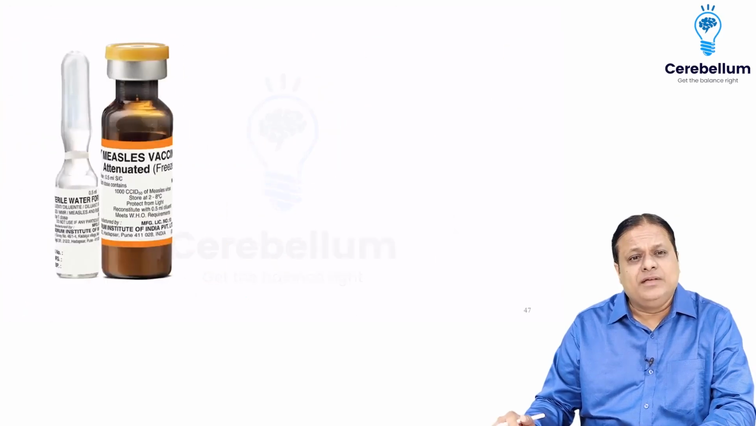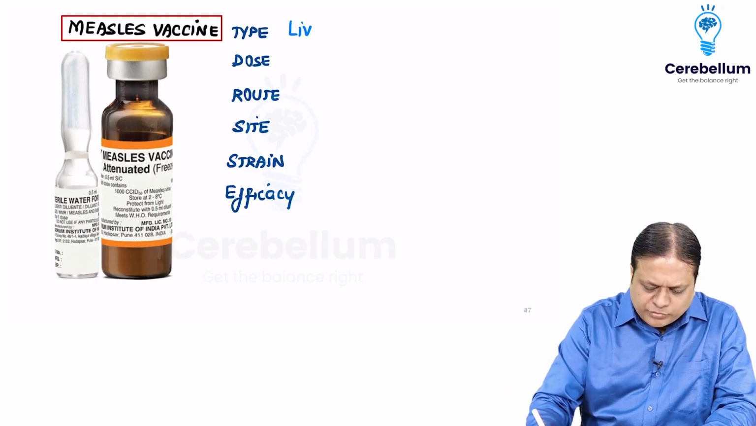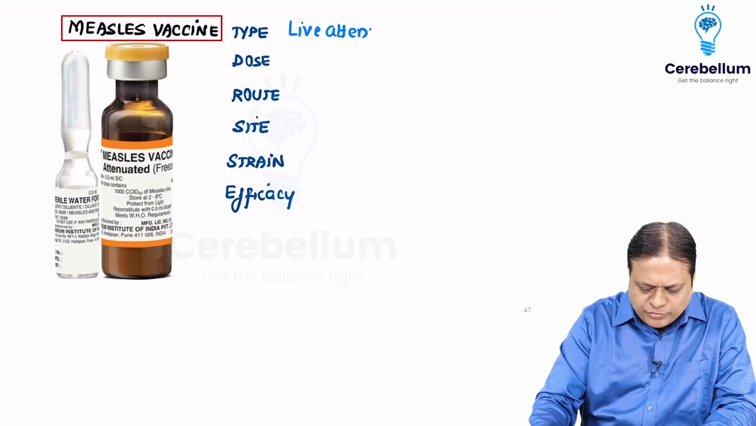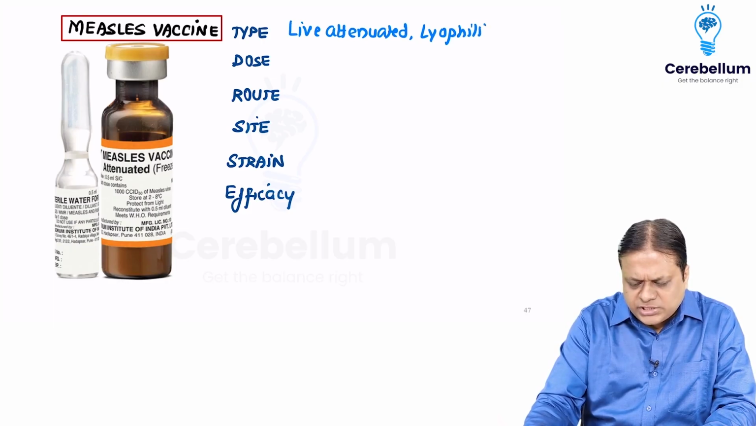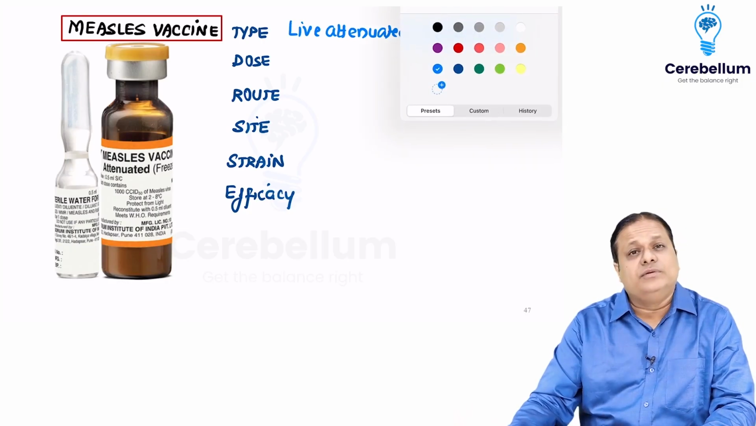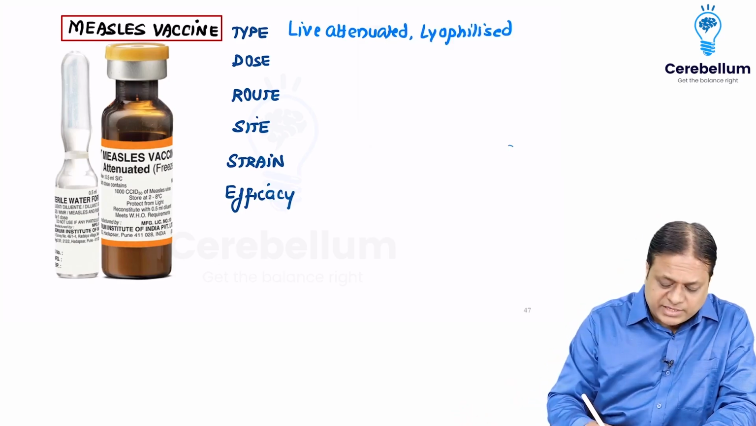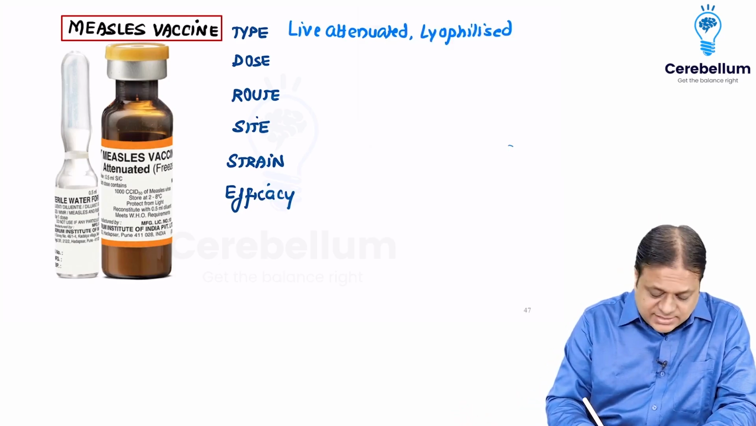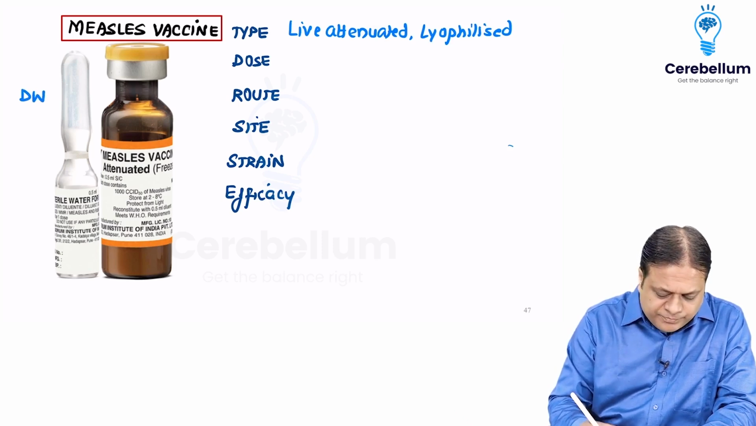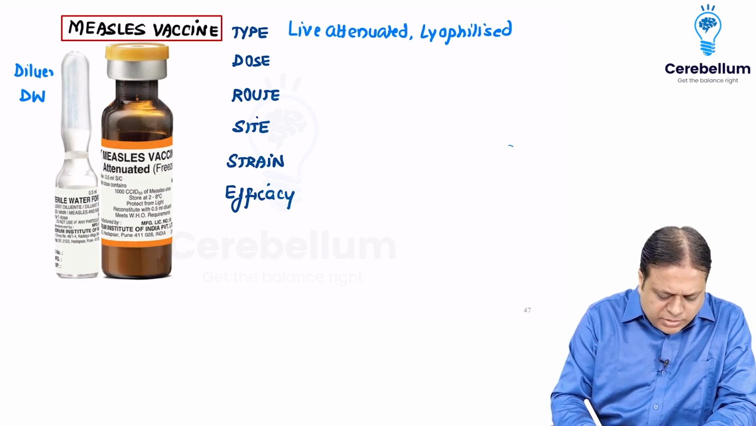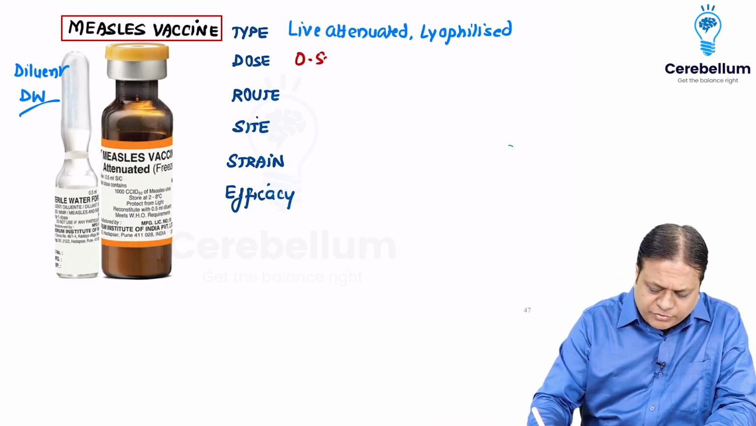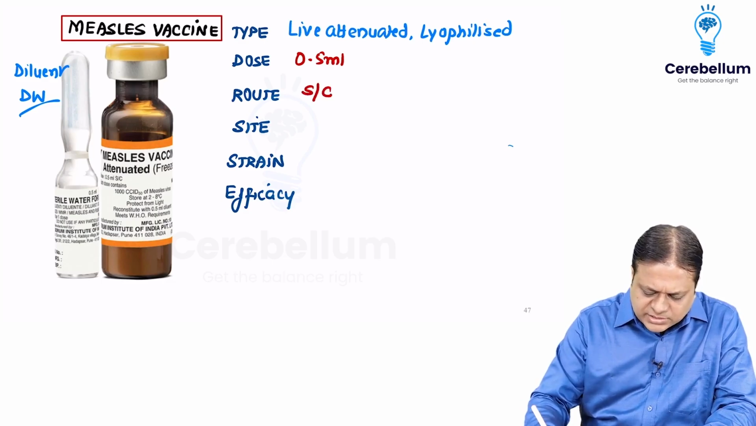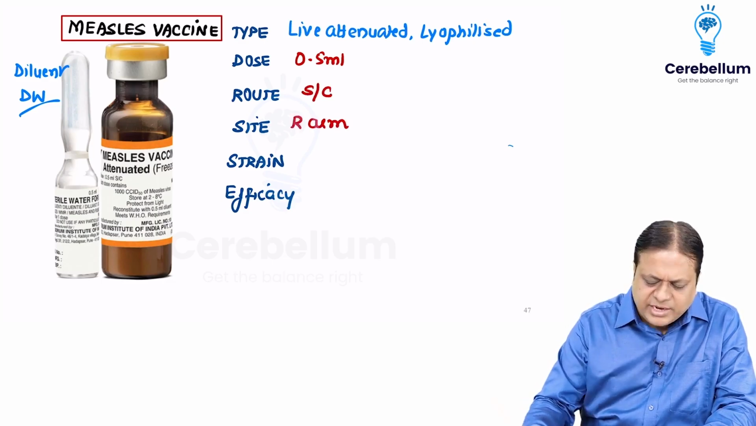with normal saline. When we look at similar questions from measles vaccine, it is also a type of live attenuated lyophilized freeze dried vaccine. What is the reconstituting diluent of measles MMR vaccine? That diluent is distilled water or sterile water may also be used. This measles vaccine is given in a dose of 0.5 ml subcutaneous, just in the right arm.